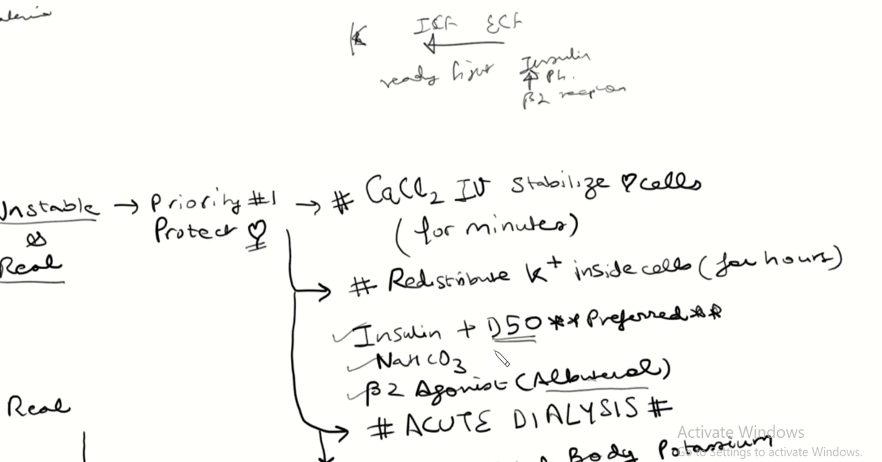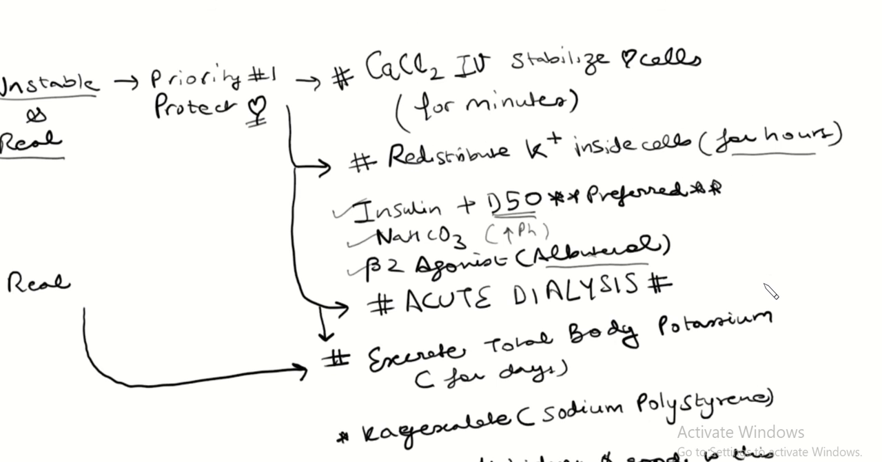Sodium bicarbonate will increase the pH, make them less acidotic, move that potassium in the cell, and so would the albuterol. And this will do it for a few hours. Okay? This would do it for the few hours.